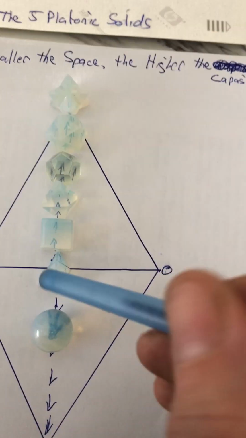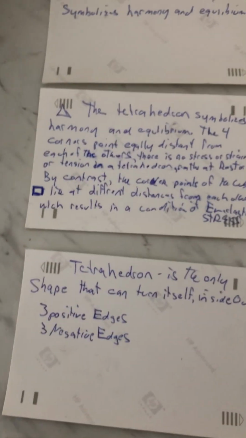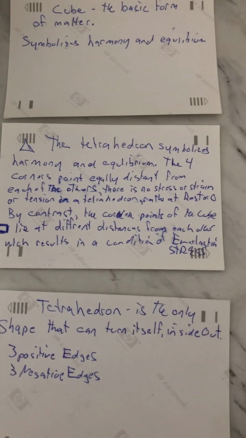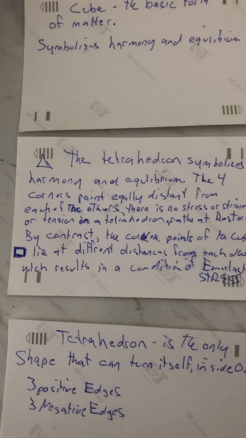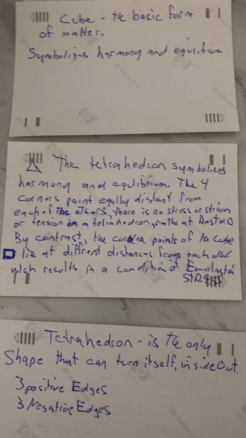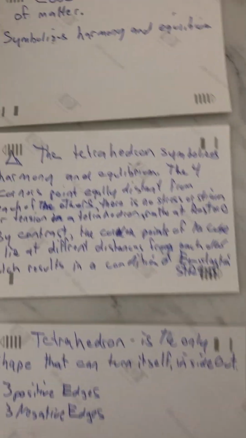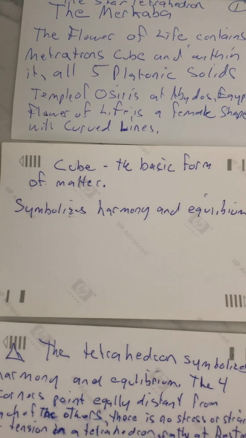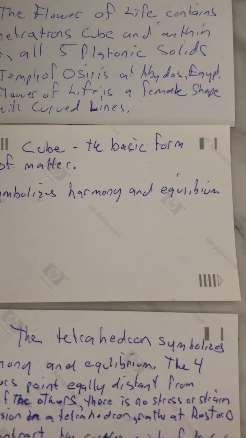So this tetrahedron is at rest, or at zero, but it's got a foot in both doors, in both space and counterspace, simultaneously. Depending on when it goes into rotation is whether it's either building or taking down. Okay, so then you get into the cube as you step up. So the cube is the basic form of matter. It symbolizes harmony and equilibrium.